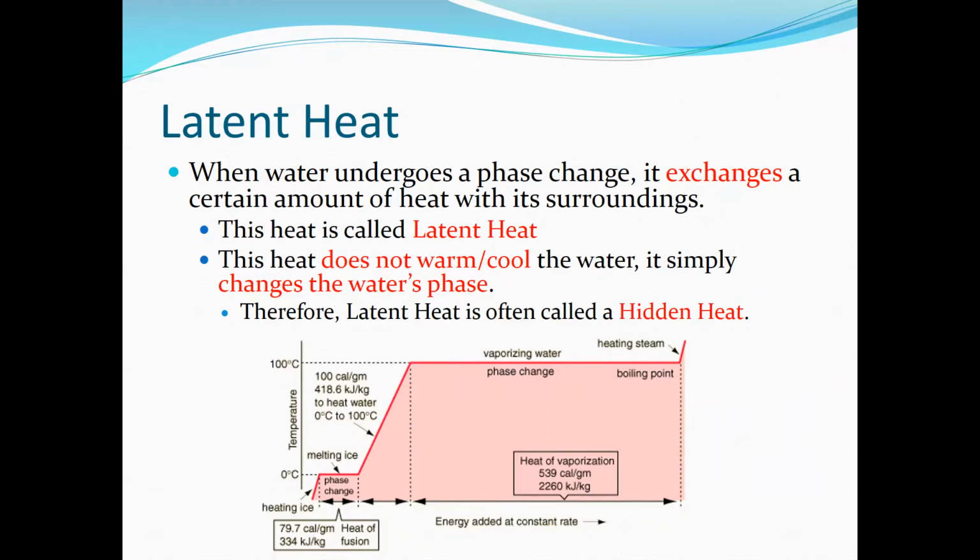And this heat in between these bonds is hidden heat. And the reason why it's called hidden heat is because it does not affect the temperature of the water. Instead, it solely affects the phase of the water. Now, when water undergoes a phase change, it either absorbs more heat into those bonds or it releases heat from those bonds, depending on the phase change that it undergoes.